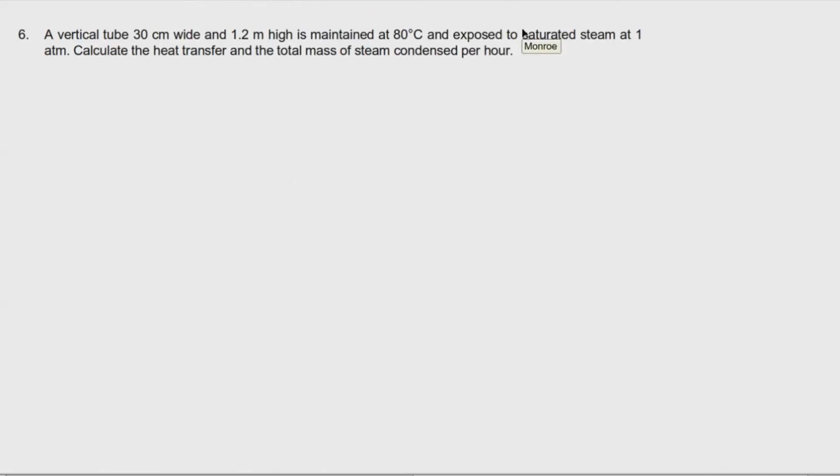Now this is the last problem I'd like to solve for this topic, and I wanted you to read it and understand it, and then go back here after you've read the problem. So this problem is actually different from the ones we've solved before, because as you can read here, this vertical tube is exposed to saturated steam at 180 m.